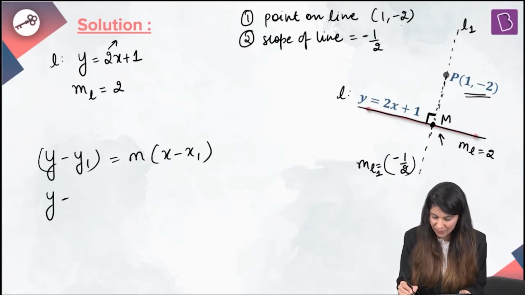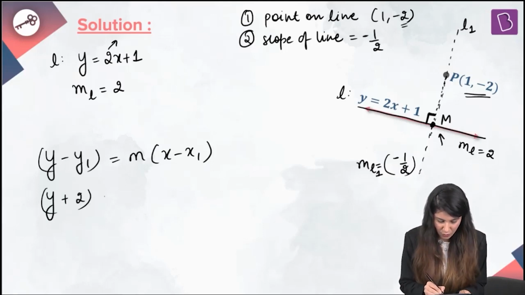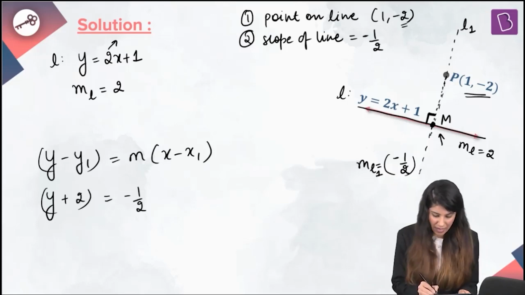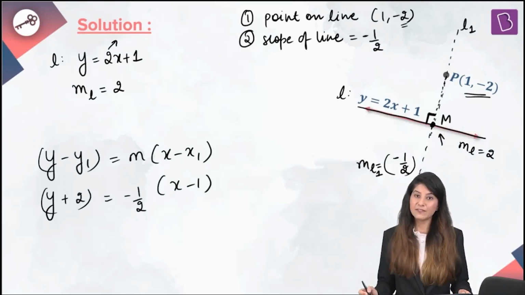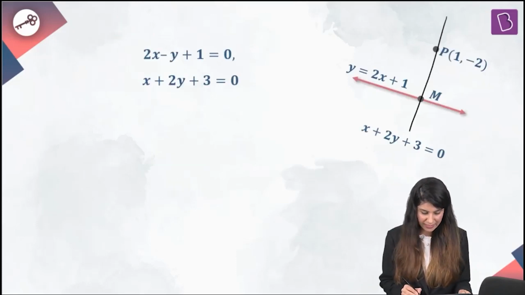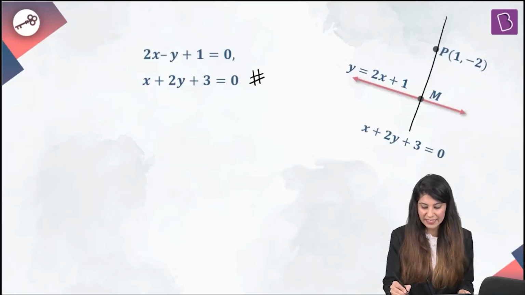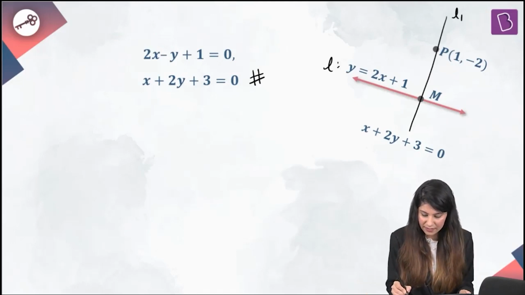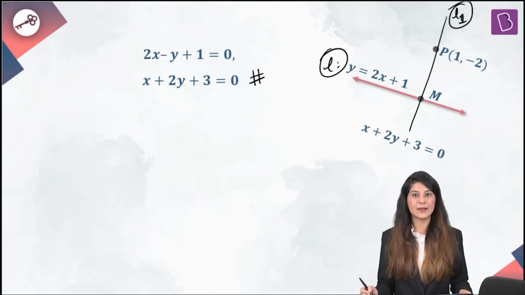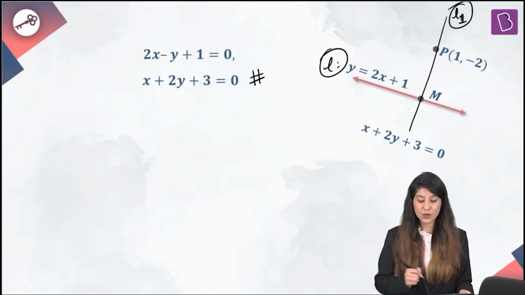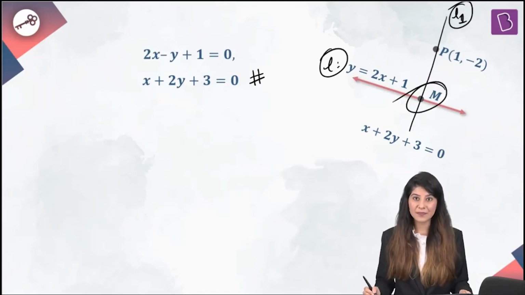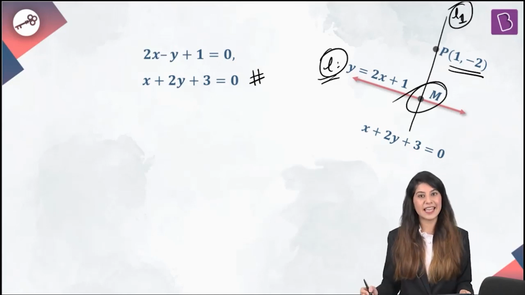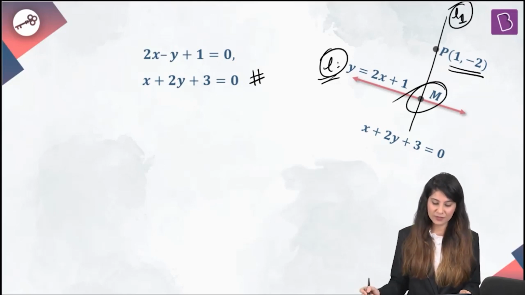y minus y1, y1 is -2, so y + 2 is equal to m, that means -1/2 times (x - 1). If you solve this, what would you get? You'll get the equation of line L1 as this. Right? This is L1, and this is L. Solving these two equations will give me M, that means the foot of the perpendicular from point P to this line L. Yes, we just need to solve this.